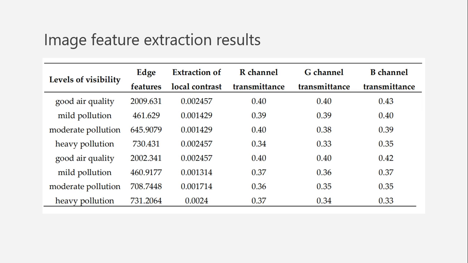According to the above method, from this table, the edge feature values and the local contrast feature values of the images are different between different air visibility levels, while the transmittance values of the RGB channels are only slightly different. The transmittance values of RGB in the same image are almost the same.